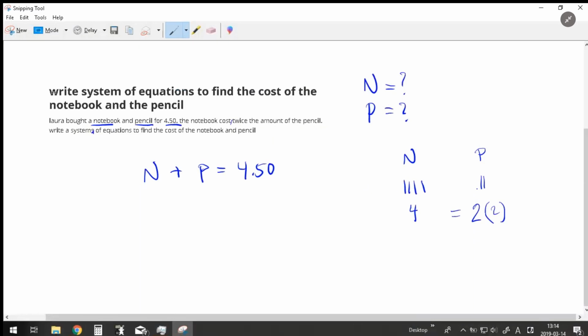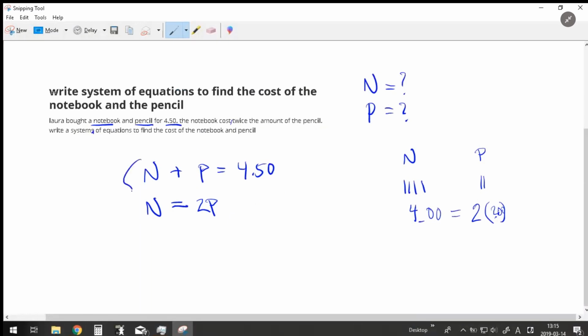But let's say these were dollar amounts as well. It means the same thing. So instead of 4, it'd be $4 and $2. Now, I don't know that it's $4 and $2, but here's my point. Interpretation-wise, what we're saying is that the notebook costs twice what pencils cost. So whatever pencils are, the notebook's going to be twice that. I see lots of students say 2N equals P or some equivalent, and that's just not going to work. It's N equals 2P.